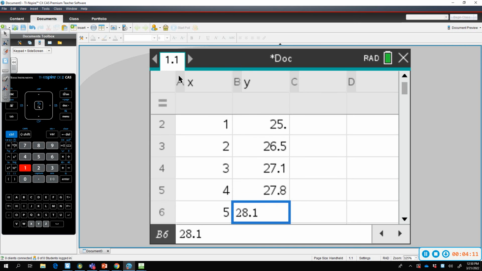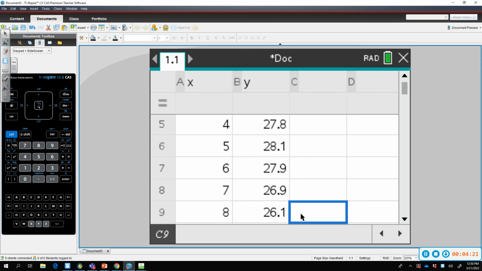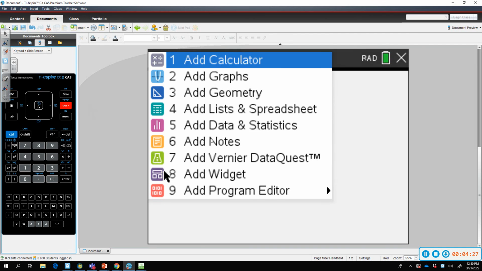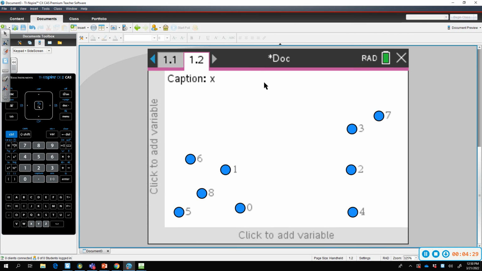28.1, 27.9, 26.9, and 26.1. Now again, do not have a point highlighted, so we're going to arrow over to my C column. Once I have my table inserted, I'm going to add a new page, Control Document. We're going to add data and statistics to get my graph. Now let's label our axes.